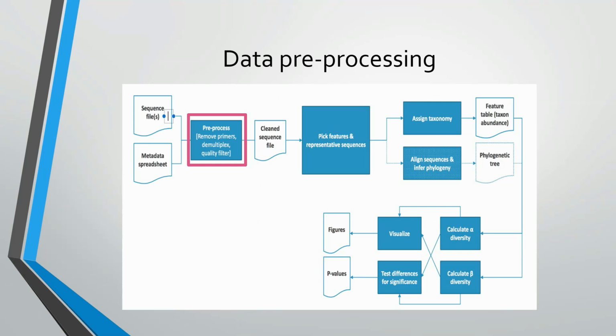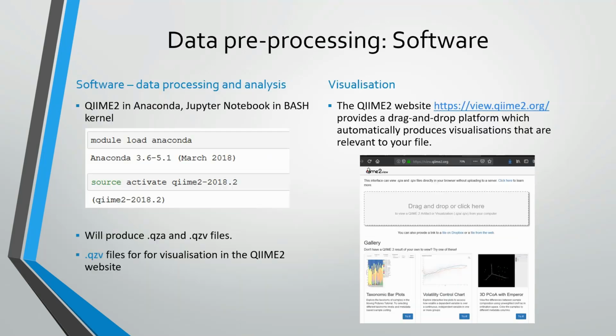When the input data is ready, we can start our data pre-processing. So we'll be using QIIME 2 to process the data. We use QIIME 2 through the Jupyter Notebook in Bash kernel and Anaconda. So these are the codes to load Anaconda and activate QIIME. And in the workflow, you will produce many .qza and .qzv files. And the .qzv files are for visualization in the QIIME 2 website.